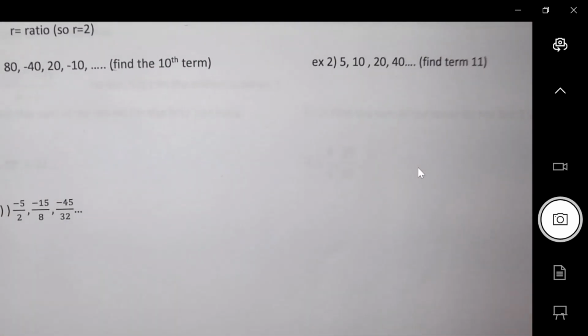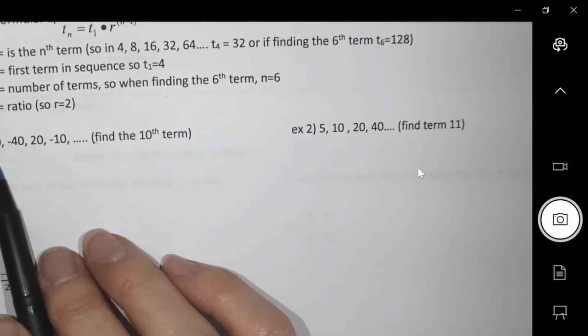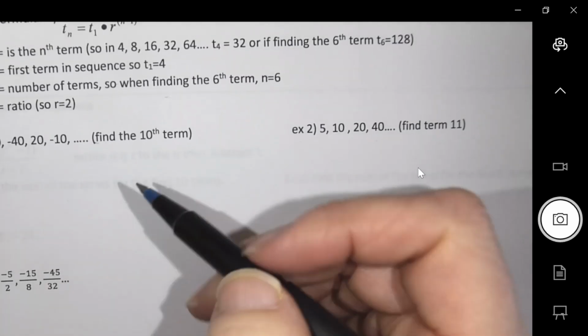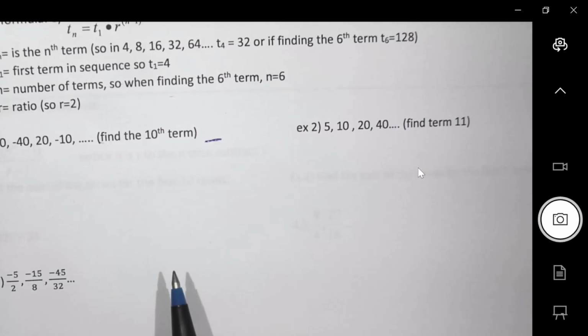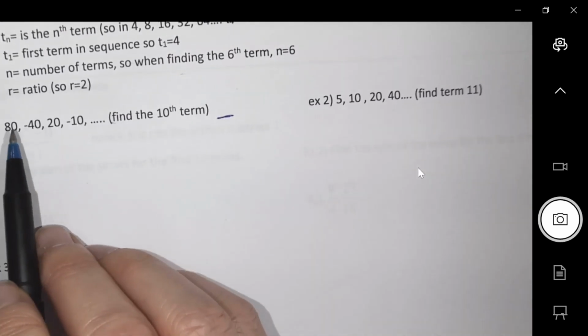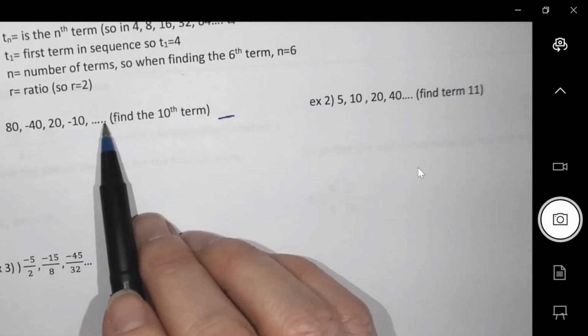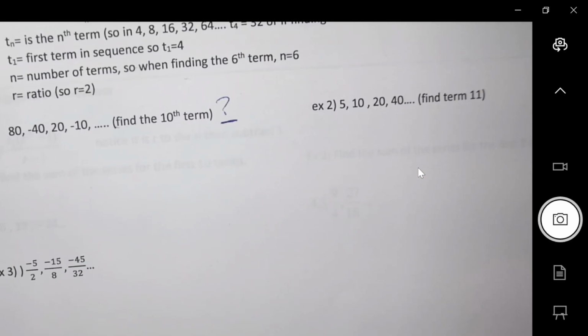Finding a certain term in a geometric sequence. So we're going to go, and I want to figure out what the 10th term would be. By the time we get over here, this is term 1, term 2, term 3, term 4. We'd go 5, 6, 7, 8, 9. What is the 10th term if we keep going?